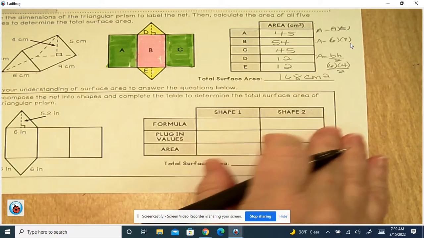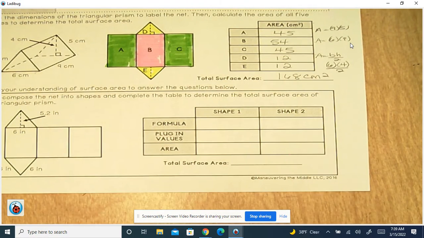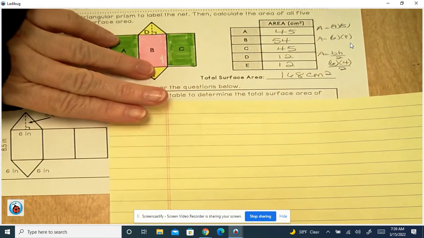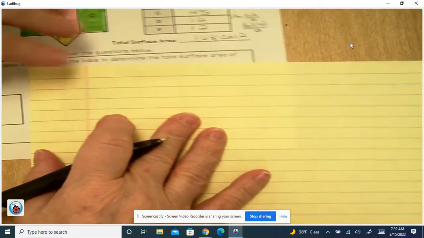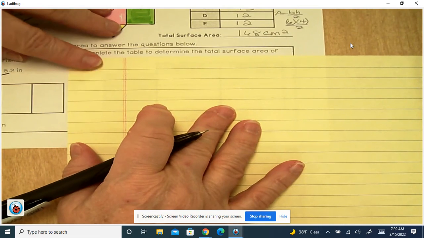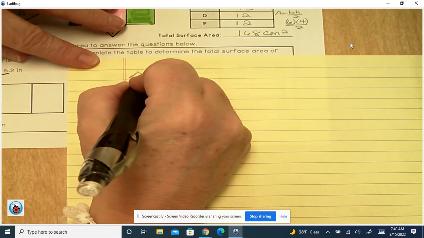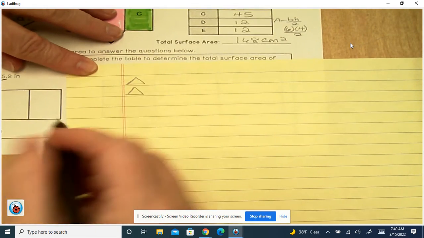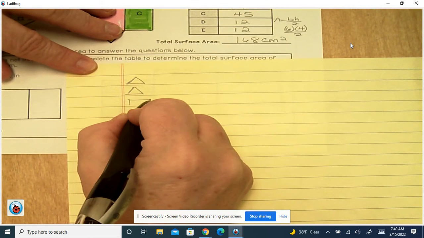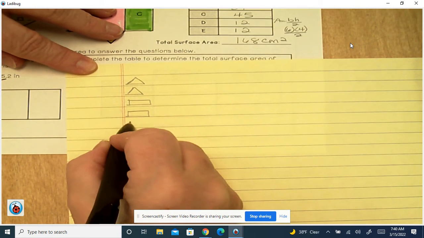Okay, instead of using all of this table right here, let's do something a little different. It's how I showed the kids in class, or we'll show them in class how to do this. All right, if we're dealing with a triangular prism, we know that we have 2 triangles and 3 rectangles. That makes up the triangular prism.